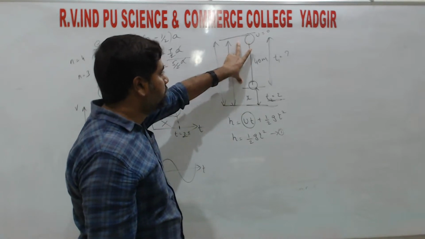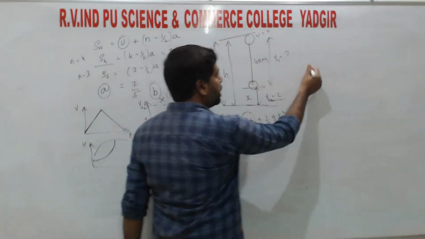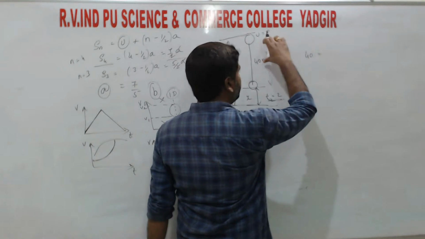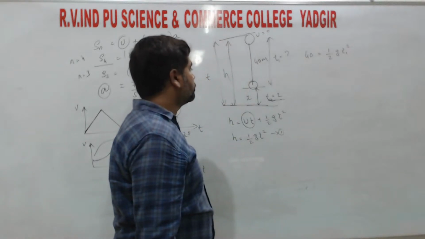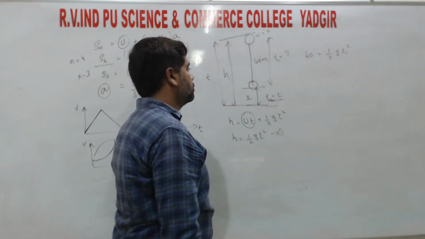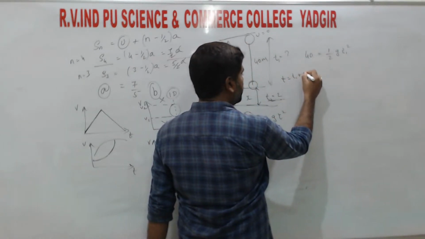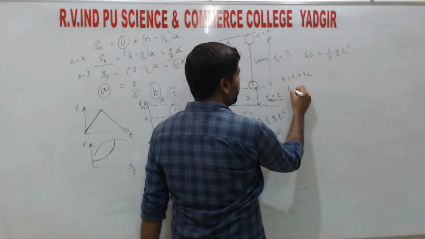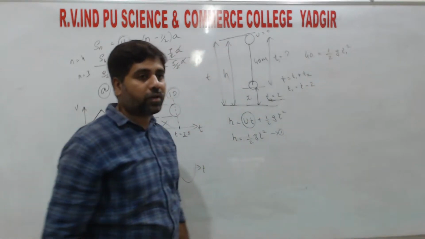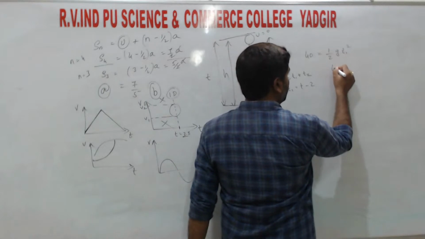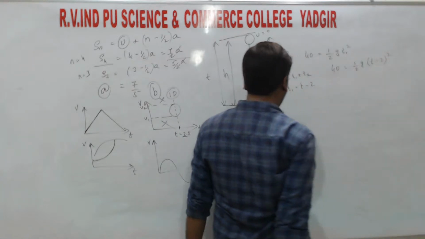This distance is 40 meters, right? Using the same relation here also, 40 meters equals u value 0, so half g t1 square. From this we can write t equals t1 plus t2. So t1 equals t minus t2, where t2 is 2. So t1 equals t minus 2. Substituting here, 40 equals 1 by 2 g into (t minus 2) whole square.